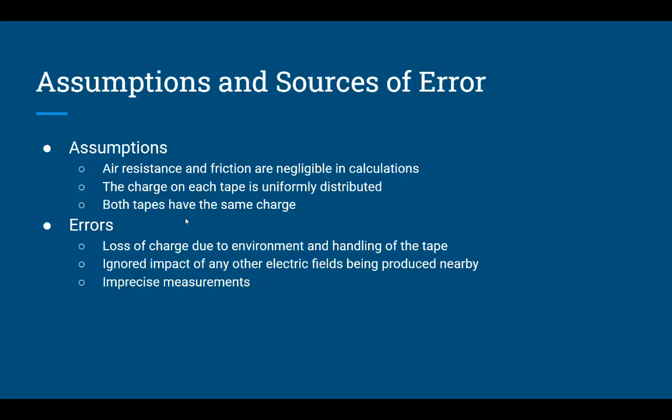So for our assumptions and sources of error, we assume that air resistance and friction are negligible in our calculations, that the charge in each tape is uniformly distributed, and that both tapes have the same charge. And some errors could be some loss of charge due to the handling of the tape, the ignored impact of other electric fields being produced nearby, and just improvised measurements.